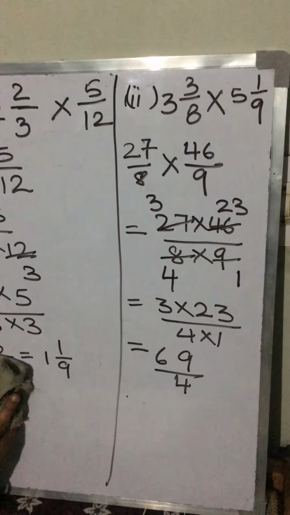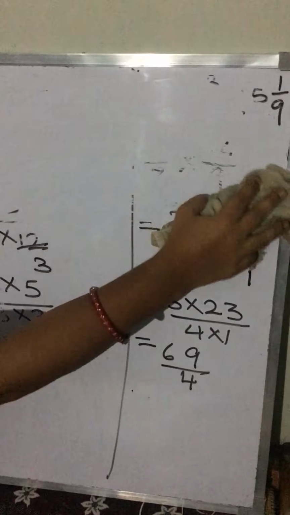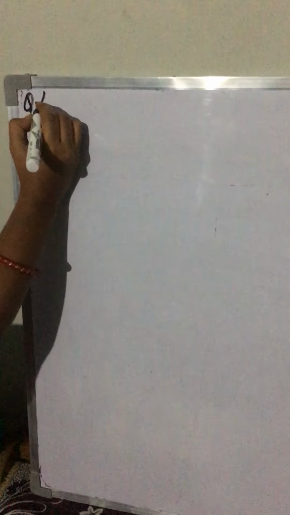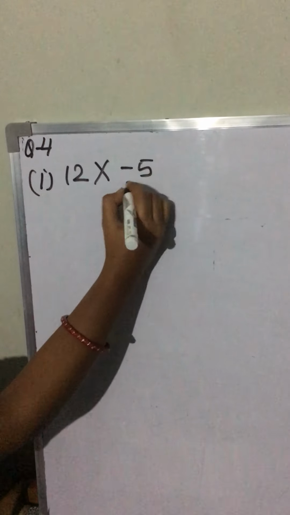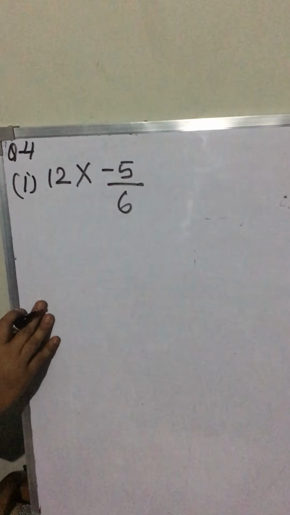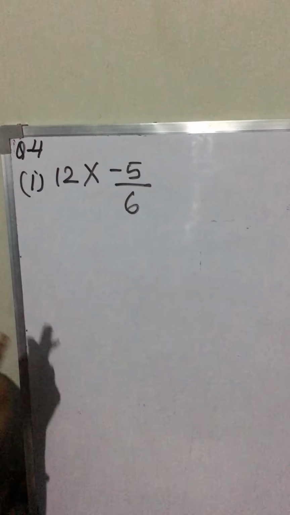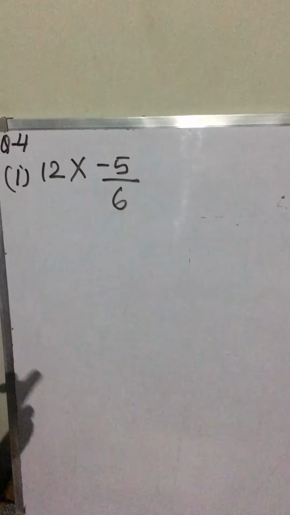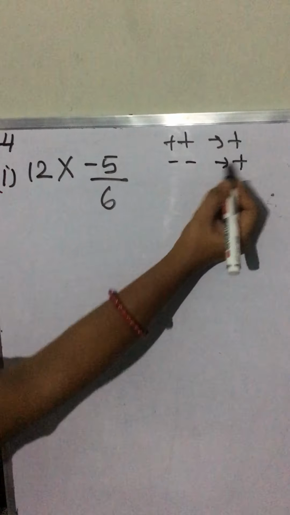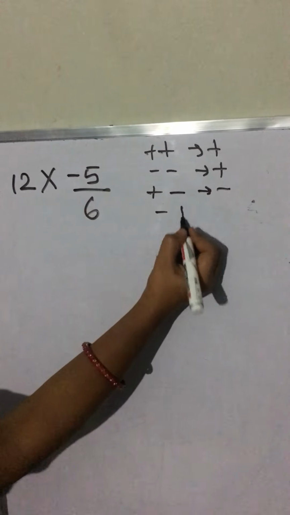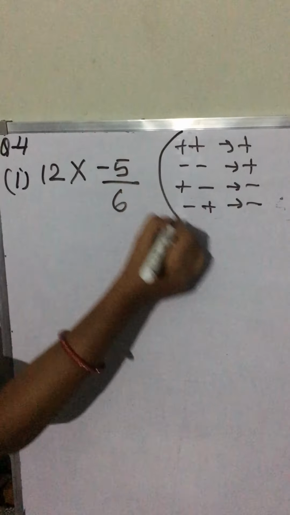See children, question number 4. Its first part, 12 into minus 5 by 6. See children, minus sign will affect the answer. So always remember the 4 rules which I have explained to you. Plus plus results in plus, minus minus results in plus, plus minus results in minus, and minus plus results in minus. Okay, these 4 rules.